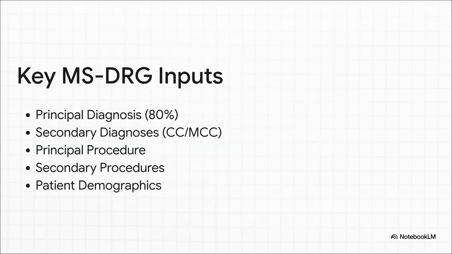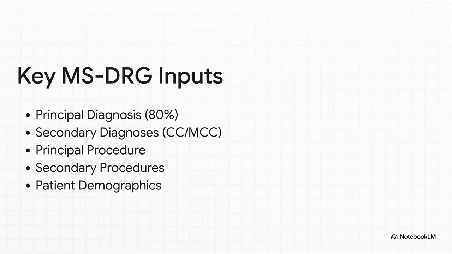So how exactly does a patient stay end up in one of these specific groups? Well, it goes through a logic engine called the MS-DRG grouper, which looks at a few key inputs. We're talking the principal diagnosis, secondary diagnoses, which we usually call CCs or MCCs, meaning comorbidities or major comorbidities, along with any procedures, and even patient demographics like age, sex, and discharge status. But here is the absolutely crucial takeaway. While all these factors matter, the principal diagnosis is the heavy lifter. It literally drives about 80% of the initial DRG assignment.